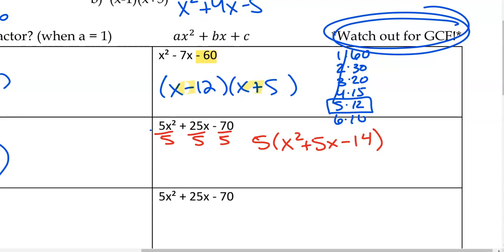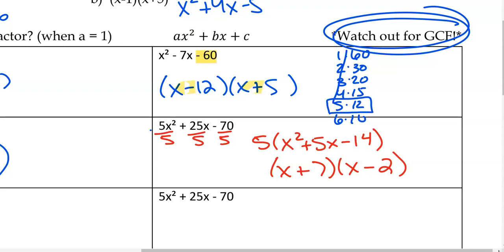Now can you factor the trinomial? Yes. Do you know what a trinomial is? Some of you gave me a weird look. 3 pieces. So what multiplies to give me negative 14 but adds to give me a positive 5? 7 and 2. What kind of a 7? What kind of a 2? Positive 7, negative 2. Good.